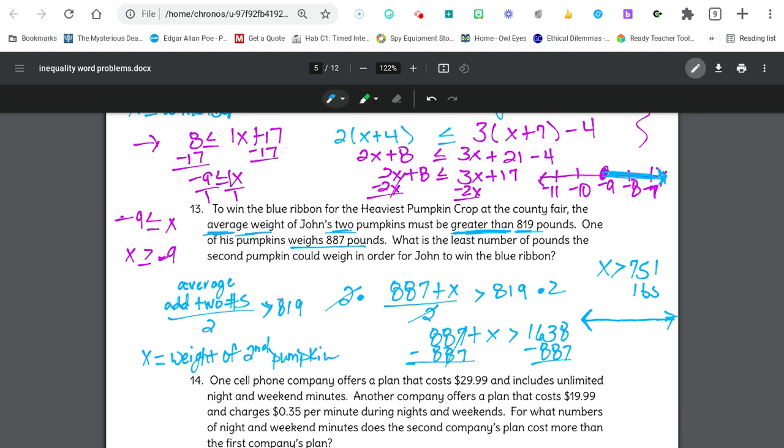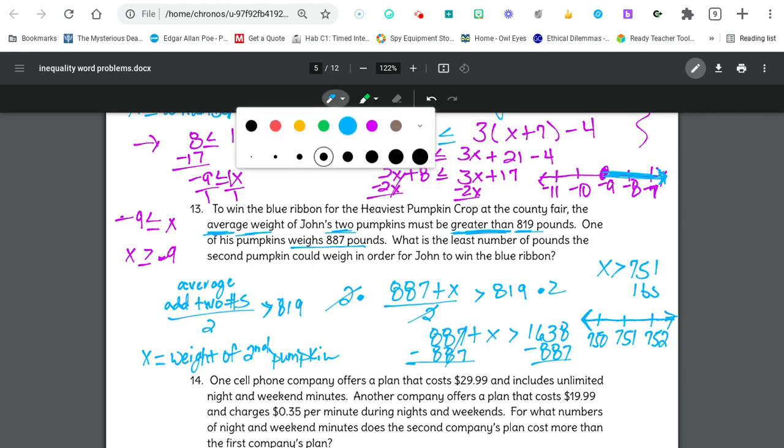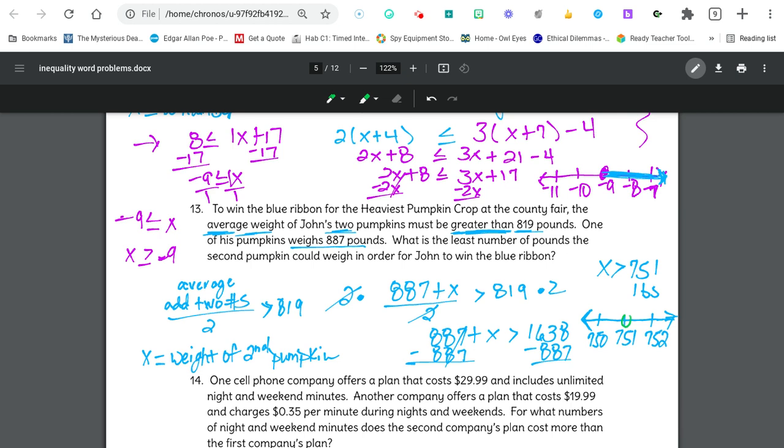Okay, so it might be 751.1 pounds or 751.0001. It's got to be greater than 751 pounds. But just keep in mind, it can't be 751. That's why it didn't say greater than or equal to, okay? It's going to be an open circle, and anything after that will work.